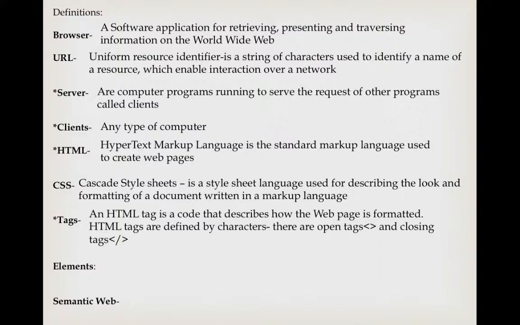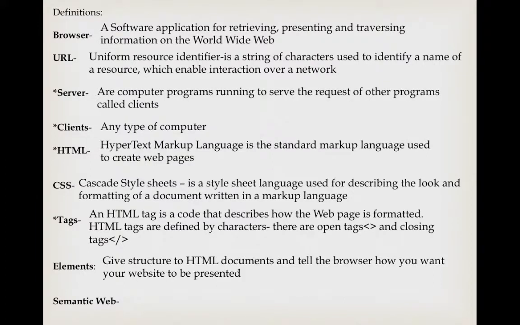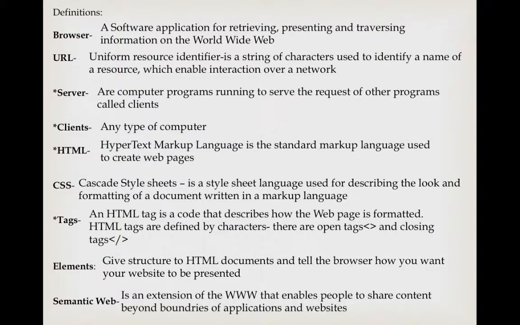They have these little side things, side V's I call them. And then that's an open tag, the V open, the V closed, and then the closed tag has the little slanted line in the middle of it, if you will. Elements give structure to the HTML document and tell the browser how you want it to be presented, how do you want it to look. And the semantic web is an extension of the World Wide Web that enables people to share content beyond boundaries of applications and websites. And we'll get more into that a little later.